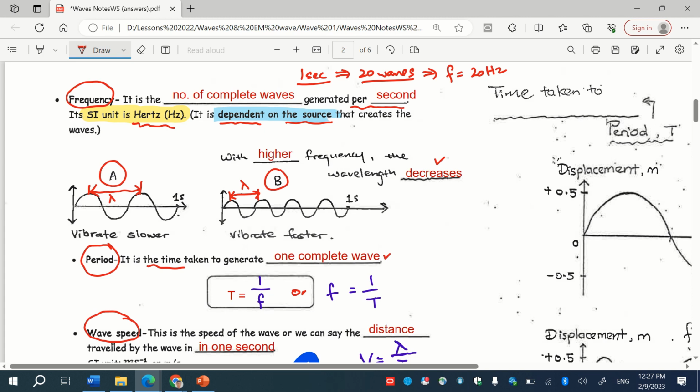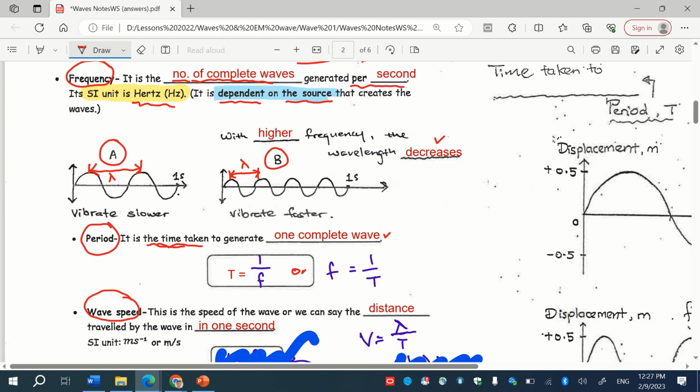Okay, one complete wave takes how much time? That's the period. Different from frequency. Frequency is the number of complete waves, and period is the time taken. Their formulas are related to one another in this form: T equals 1 over f, or f equals 1 over T.